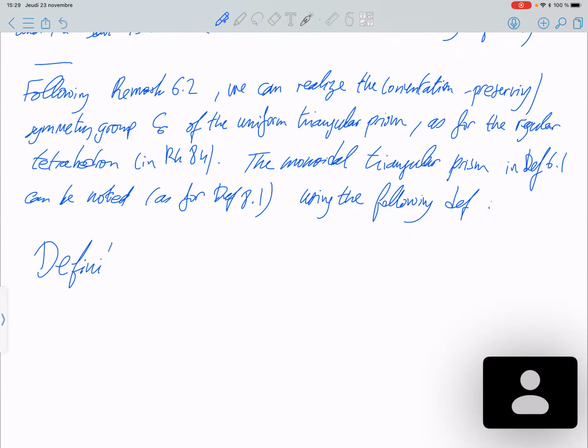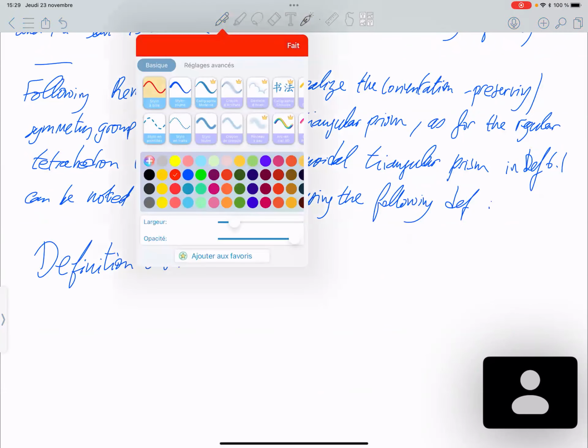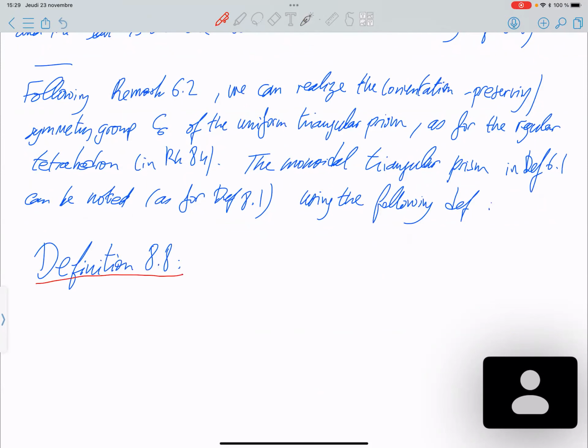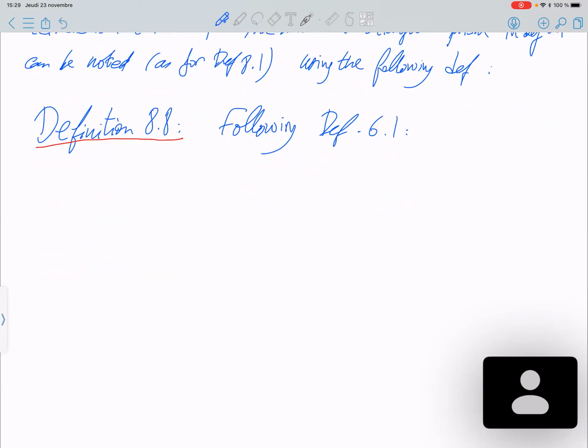Definition 8.8. Okay, so the following definition follows the notation of definition 6.1, so that we don't have to rewrite it again because it's quite long. We define it as follows.